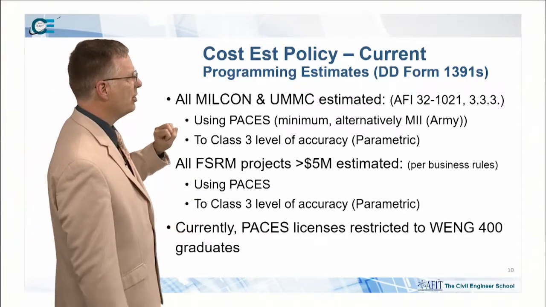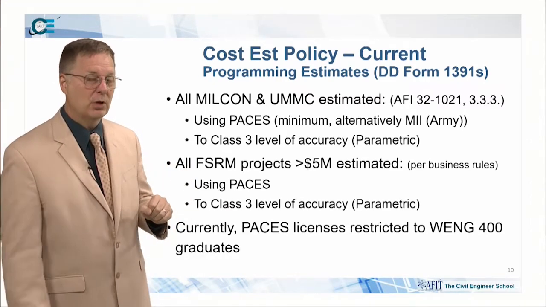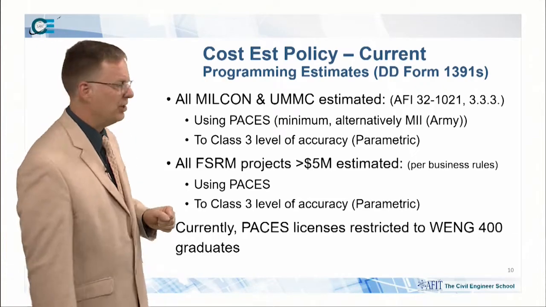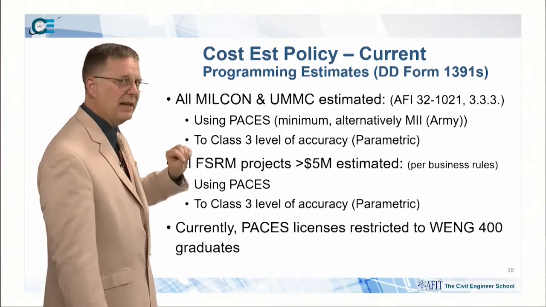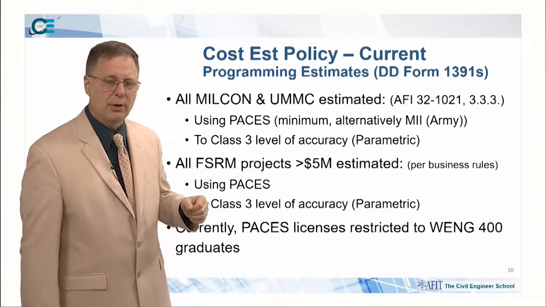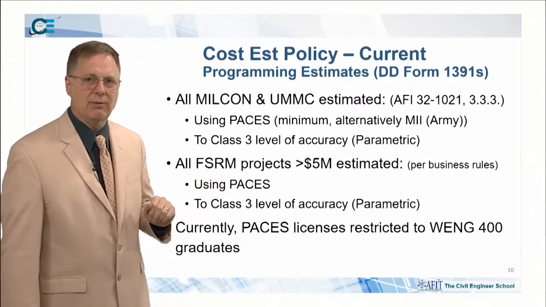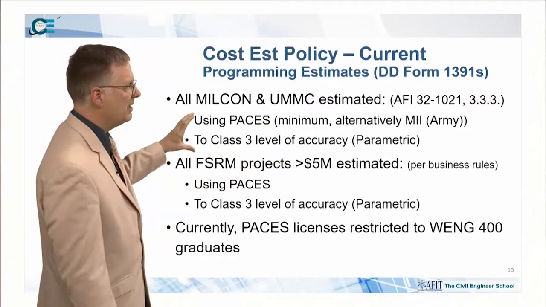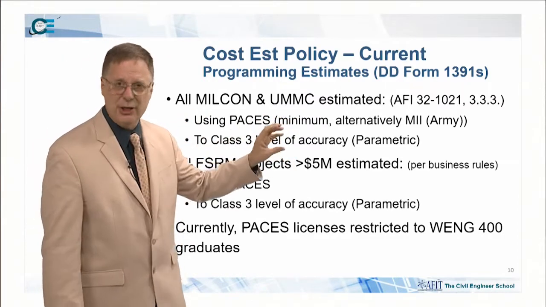All military construction and unspecified minor military construction, that's that pot of money in MILCON that we use to deal with pop-up projects, all MILCON and UMMC must be estimated using PACES or another DoD system like M2, and it's got to be to a parametric level of accuracy. Now, this is existing policy. By the way, this was policy back when I was a lieutenant, a long time ago. So this is not new.